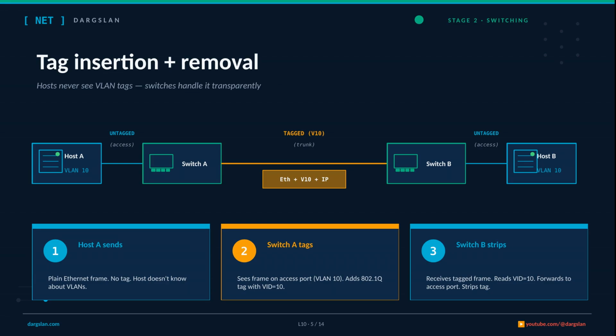So where does that tag actually get added and removed? Here's the key insight. The hosts themselves never touch VLAN tags. Host A just sends a plain Ethernet frame onto its access port. Switch A sees that frame arrive on a port configured for VLAN 10, so it inserts the 802.1q tag with VID equals 10 before sending it across the trunk. Switch B receives the tagged frame, reads the VLAN ID, figures out which access port belongs to VLAN 10, strips the tag back off, and delivers a clean untagged frame to host B. Tagging lives entirely between the switches. It's transparent to the endpoints.